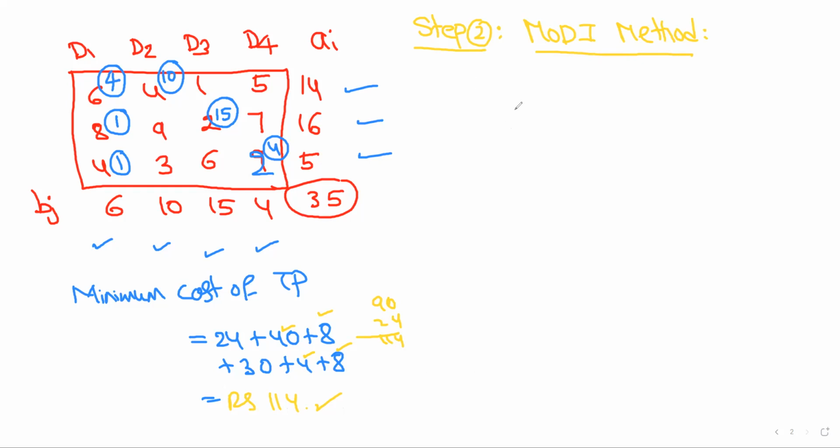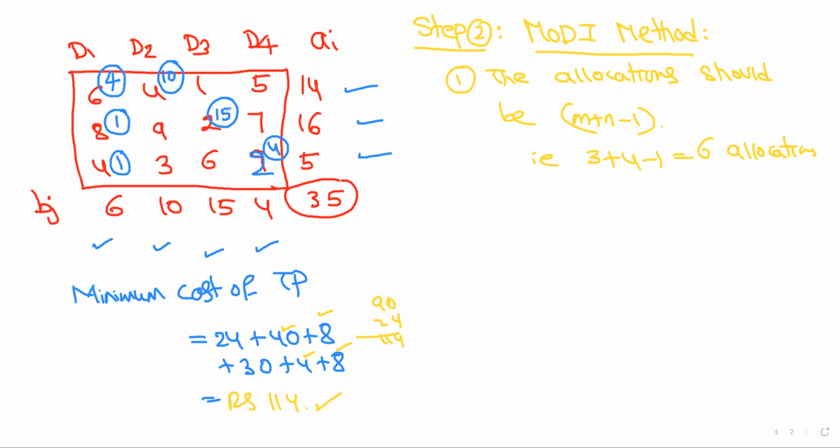For the Modi method, again, the allocations should be m plus n minus 1. Here we have 3 rows and 4 columns: 3 plus 4 minus 1, so 6 allocations should be there. Check once whether we have 6 allocations here. 1, 2, 3, 4, 5, 6. 6 allocations we have.